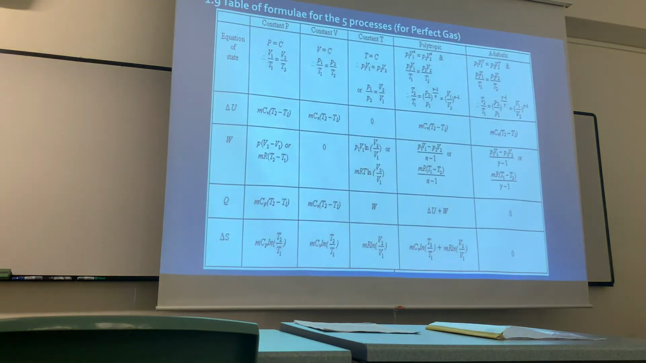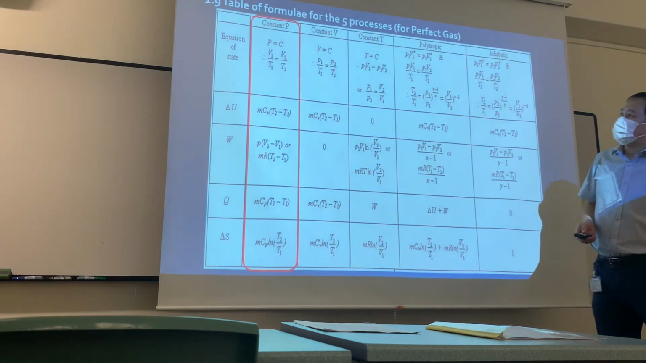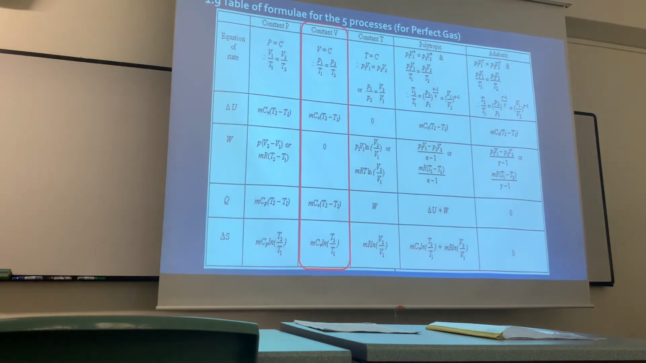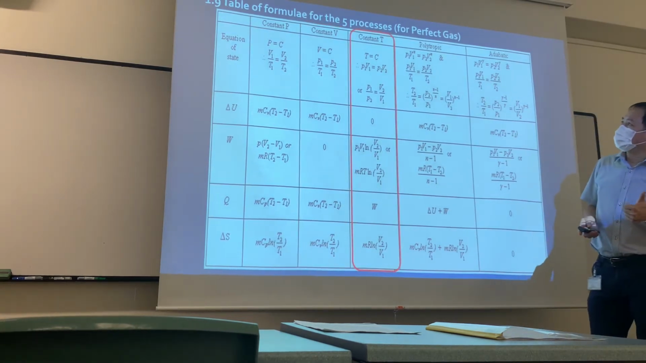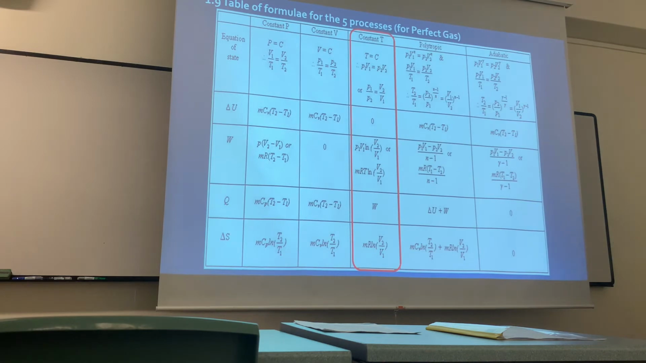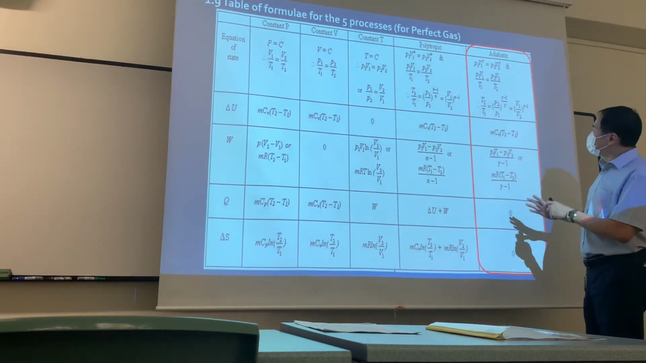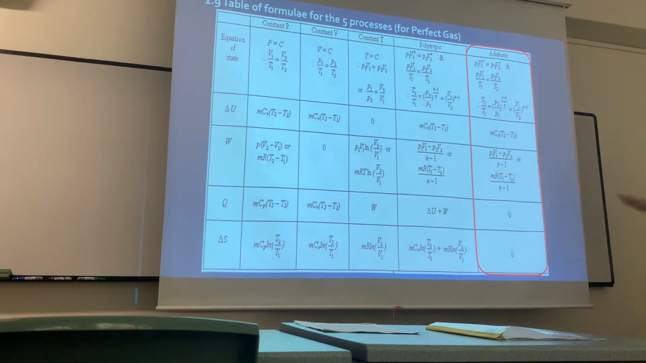So once you identify the process, then you look at this column. If you are working on constant pressure, just look at the constant pressure column. If you are working on constant volume, just look at this column. If you are working on isothermal, constant temperature, look at the constant temperature column. If you are working on polytropic, look at this column. If you are working on adiabatic, just look at this column. What I mean is, you just look at here, the others you don't need to see.